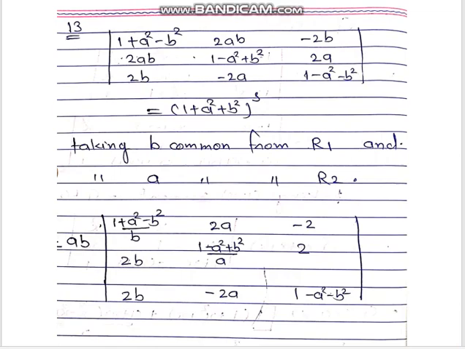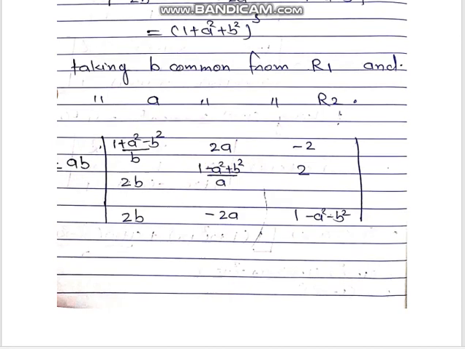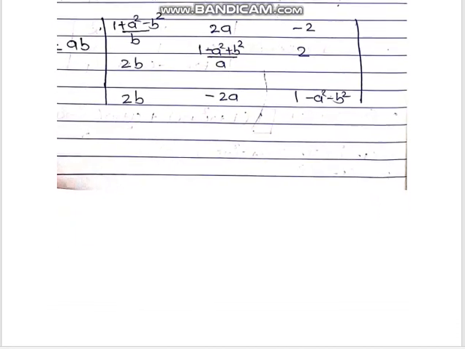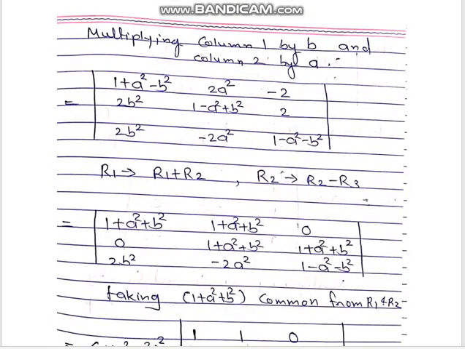Now in the next step, if we multiply this b with the first column and a with the second column, we can remove this b and a. Similarly, we multiply column 2 by a and column 1 by b. So our next step would be 1 plus a square minus b square, because we multiplied by b, so the b in the denominator cancels with the b. So 1 plus a square minus b square, here 2b square, 2b square.